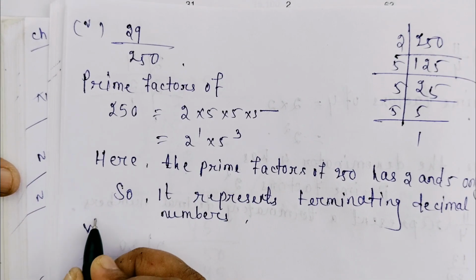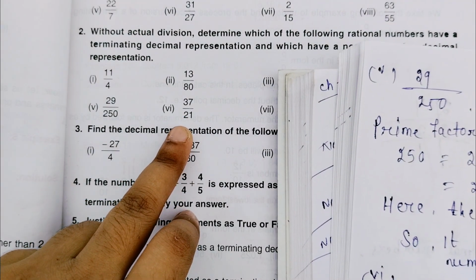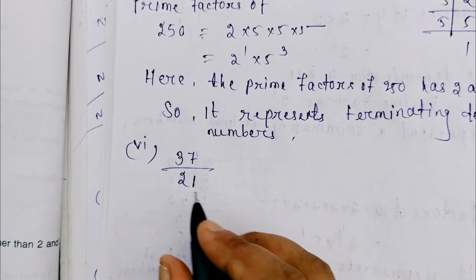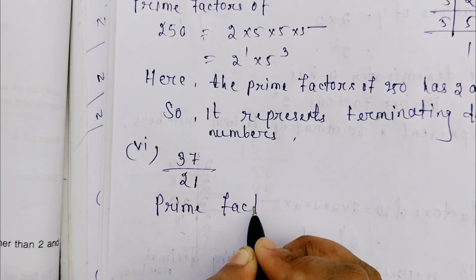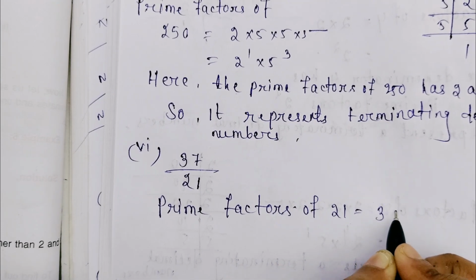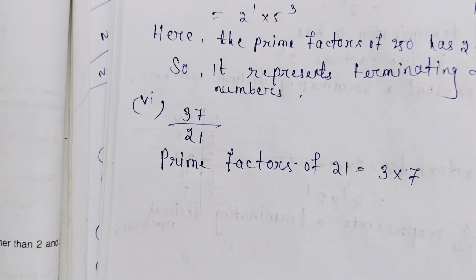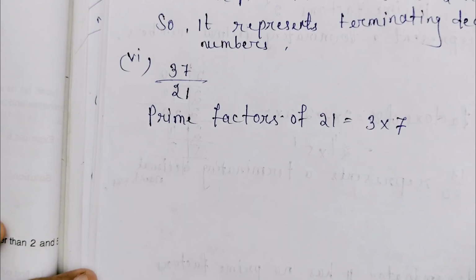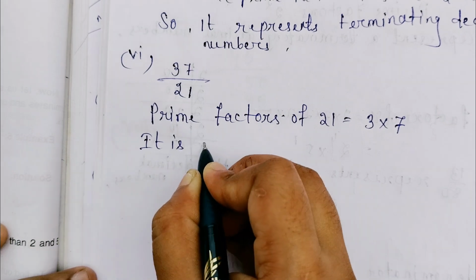Now another point, VI, 37 by 21. Here the prime factors of 21 are 3 into 7, 3 7 is 21. The denominator is not of the form 2 to the power m into 5 to the power n, so it is a non-terminating decimal number. So write it is a non-terminating decimal number.